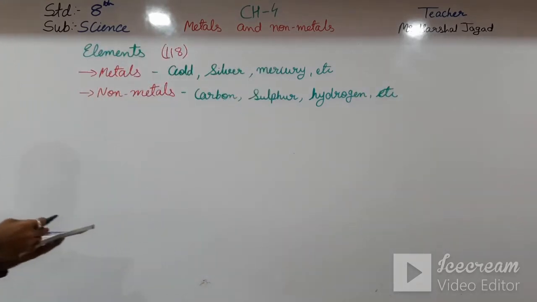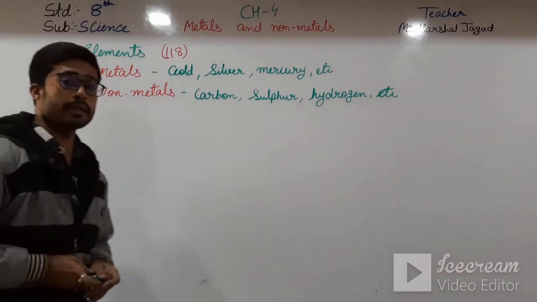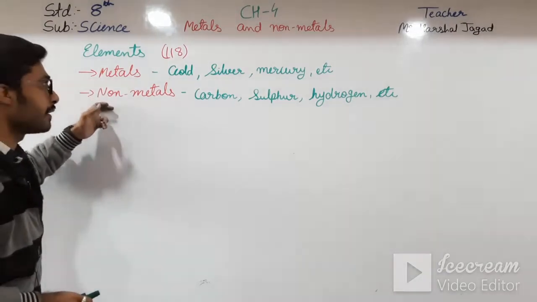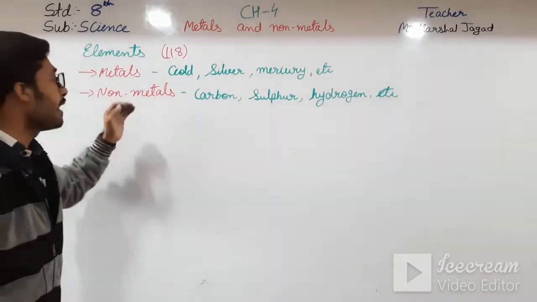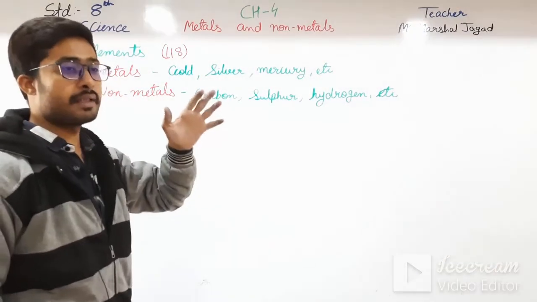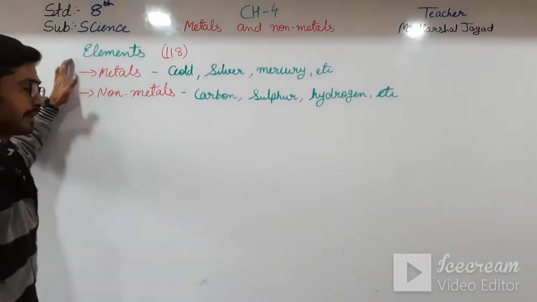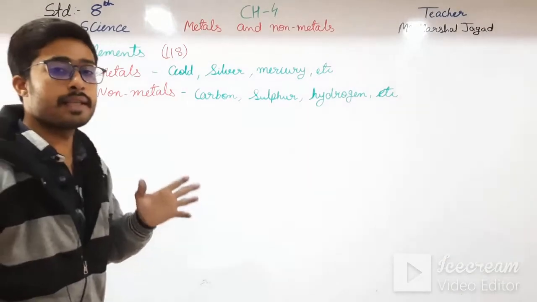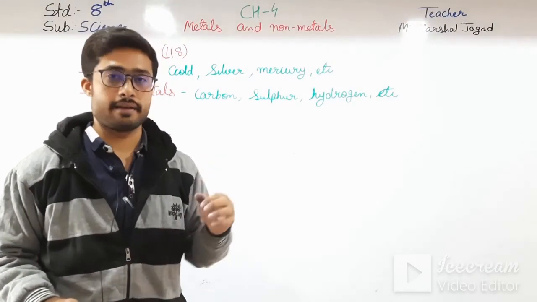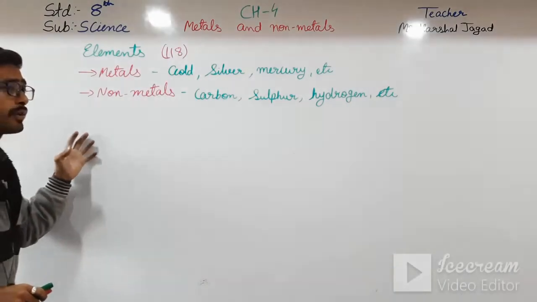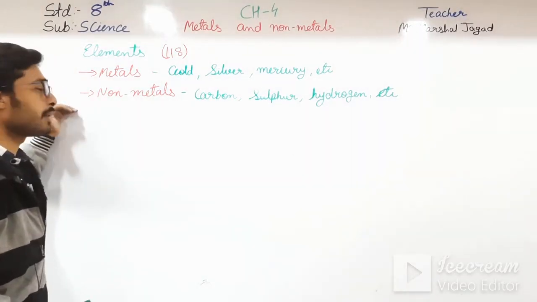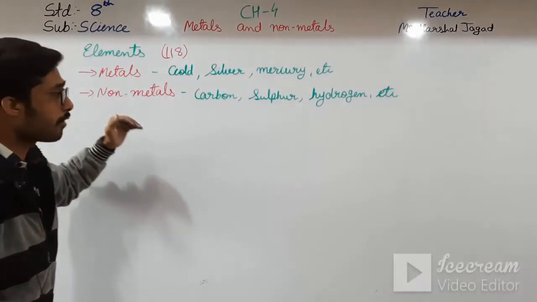So the elements are categorized according to their properties and divided into two parts, metals and non-metals. Metals have their own properties and non-metals have their own properties. In short, elements are broadly divided into metals and non-metals on the basis of their properties.